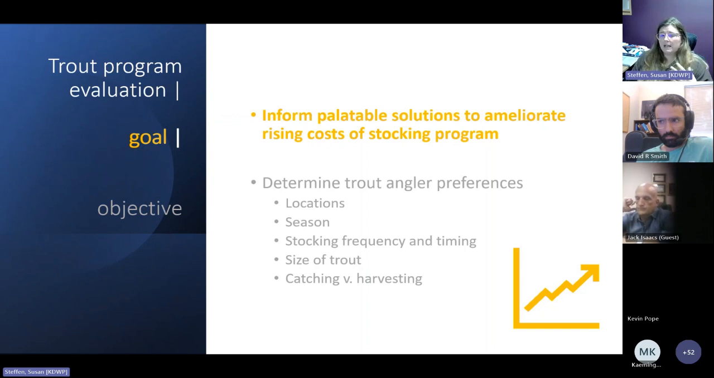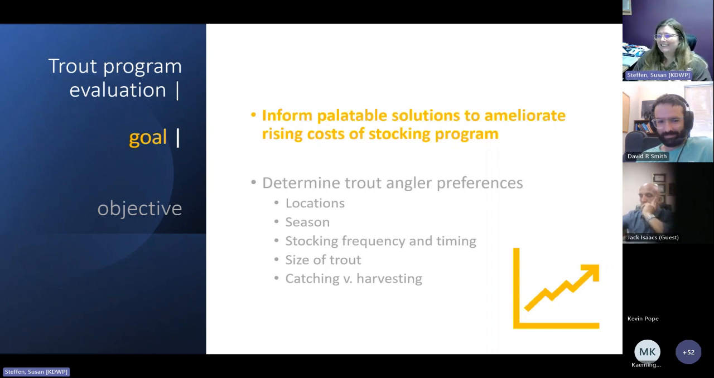One of the things I like to say about human dimensions research is that the answers to some of the questions we have can vary based on the results we get. However, we really need to find palatable solutions. And so one of the ways I say this is, how do we tick off the least amount of people?